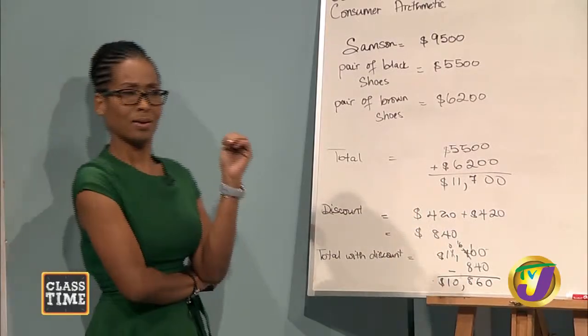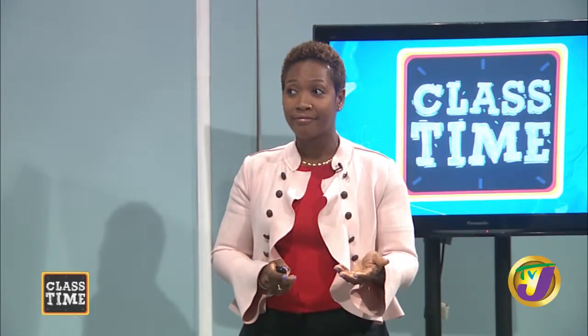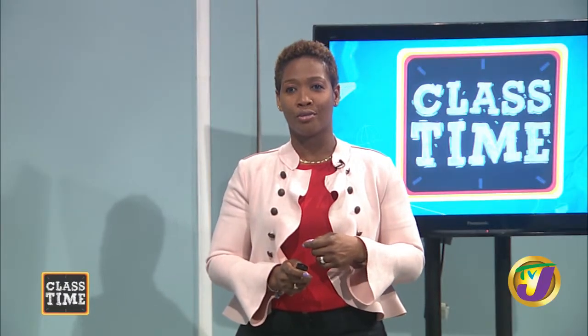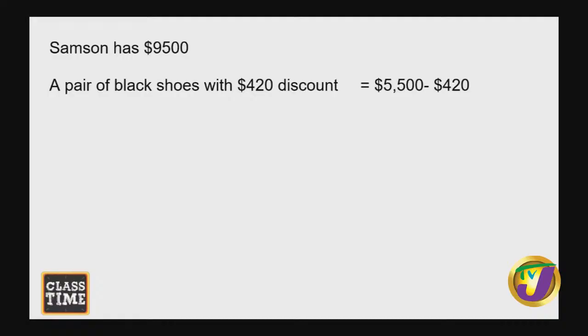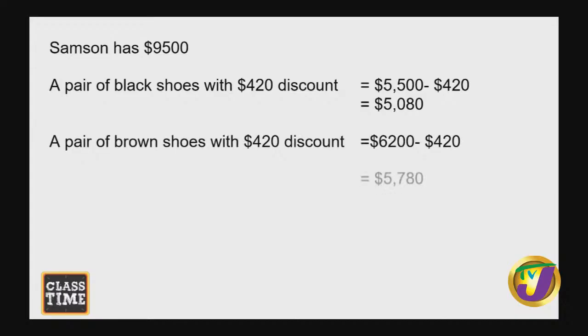So is there another way? Of course. They told us that there's $420 off each men's footwear, right? So of course we know what Samson has, $9,500. We could take away the discount off each shoe. So $420 from the $5,500, and then we would end up with $5,080. And then we could take away the $420 from the $6,200, which gives us $5,780.